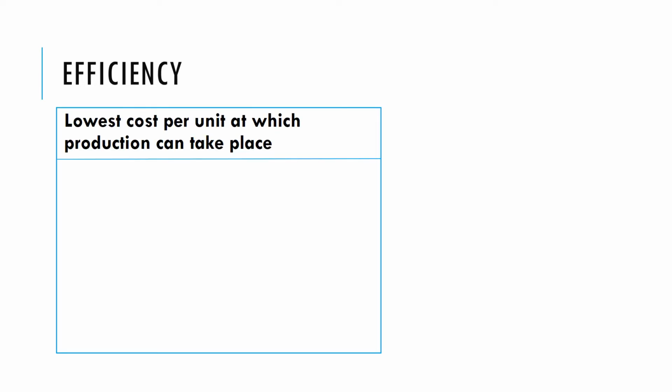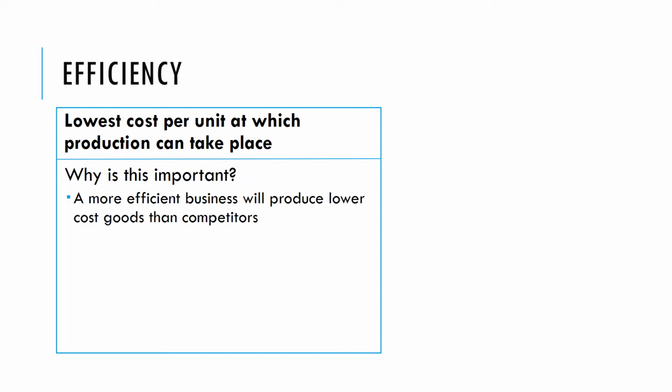If a business is efficiently using its resources, then we would say that the business is able to produce at a low cost in terms of its resources. So efficiency exists when a business is producing products at the lowest cost per unit. Why is this important for a business? Well, if a business is producing more efficiently, has a lower cost per unit, then it will produce goods at a lower cost than competitors, giving it a competitive advantage and improving its competitiveness.